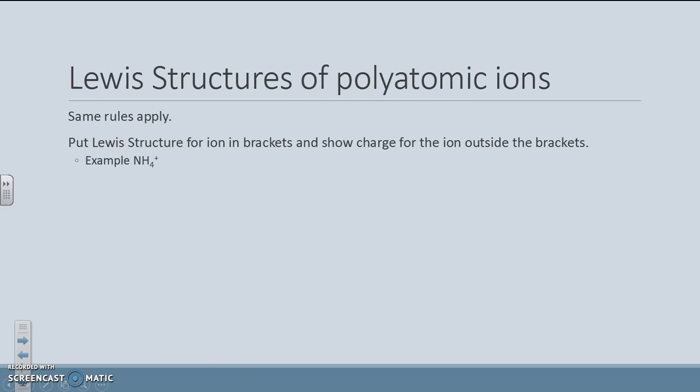All right. Lewis structures of polyatomic ions. So same rules apply as always, but now you're going to put the Lewis structure in brackets to show the charge for the ion. Okay, so for NH4, nitrogen brings 5 valence electrons, and then hydrogen brings, there's 4 of them, and they each bring 1, which gives us a total of 9. All right, so when we draw this out, nitrogen goes in the middle, 2, 4, 6, 8.